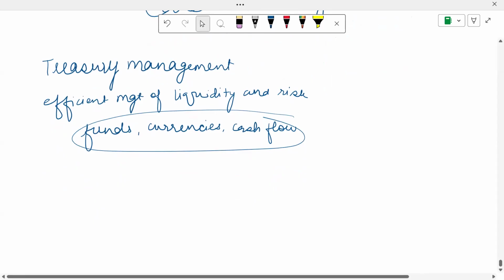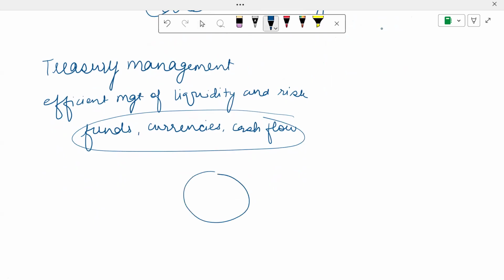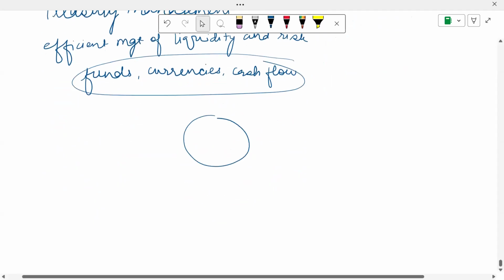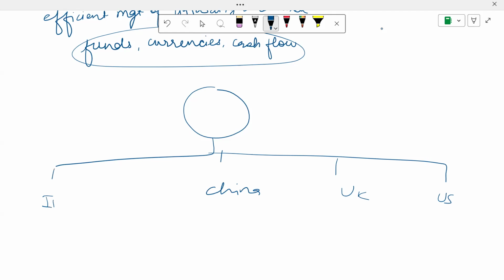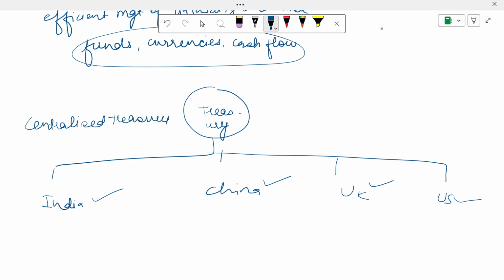Now, a lot of organizations have a centralized treasury department. What does that mean? Let's suppose I'm a very big organization. I have my operations in a lot of countries. I have my branches in US, UK, China, India. For all of these branches in different countries of the world, I will manage the treasury portion, the cash portion, from one central place, which will be called my centralized treasury. So this is what you mean by a centralized treasury department.